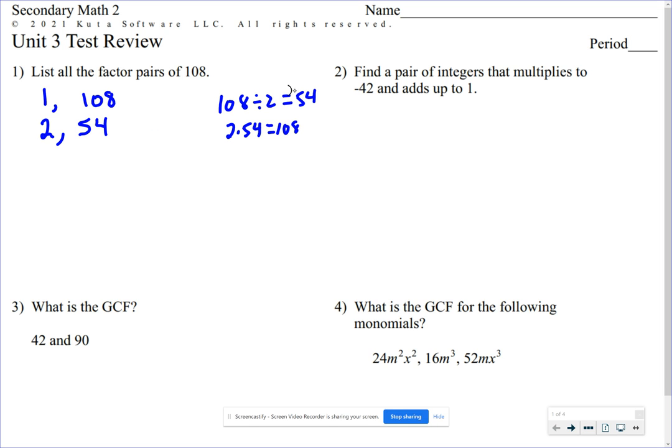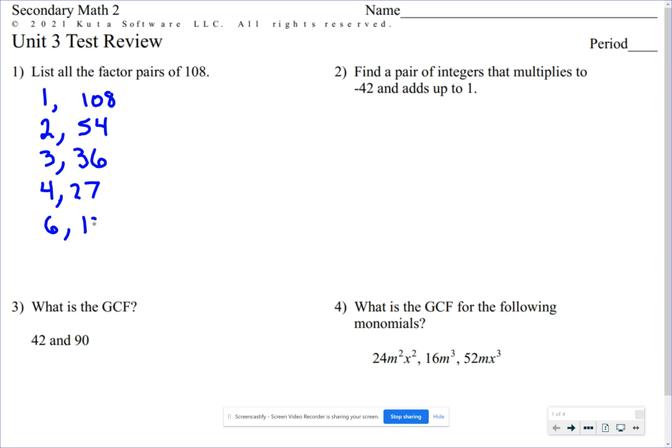And I'm just going to go through the list of numbers. 1, 2, 3, on and on I go. 108 divided by 3. Yep, it comes out to a whole number. 108 divided by 3 is 36. 108 divided by 4, does it come out to a whole number? Yes, it's 27. So 4 times 27 is 108. We want the whole numbers that multiply to create 108. Is 108 divisible by 5? Nope. By 6? Yes. 6 times 18 is 108. 108 divided by 6, you find out it's 18.